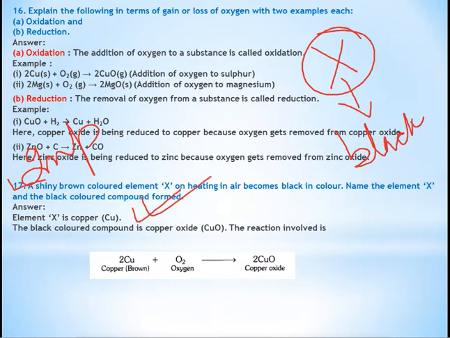Element X is copper. When it burns in oxygen, means when we heat it in air, it will form copper oxide, CuO, and the color of the substance is black. So X over there is copper, and the black colored compound formed is copper oxide, CuO.